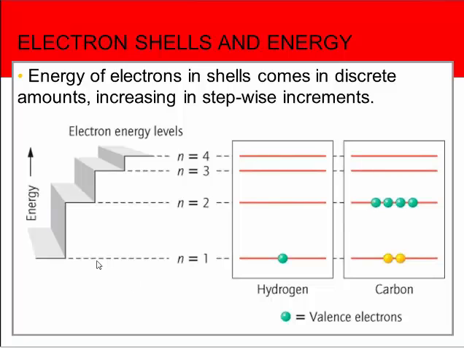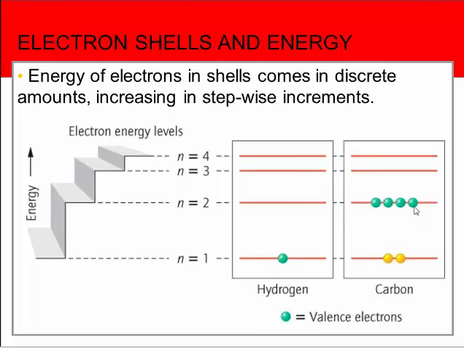So the energy levels again are in whole number values starting with n equals 1, and we can see that sort of like a stair step. As we increase the value of n, we increase the energy level of the electron. So hydrogen has an atomic number of 1. It only has 1 electron. It resides in the n equals 1 shell. Carbon, on the other hand, has 6 electrons, 2 in the n equals 1, and it has 4 more higher energy electrons in the n equals 2 shell.